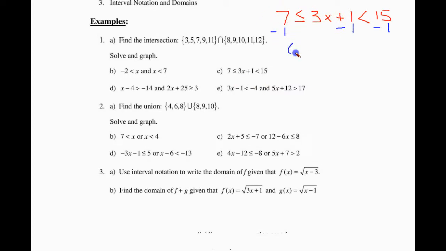So this now becomes 6 is less than or equal to 3x is less than 15. Notice we have different types of inequality symbols here. Now, as we did in the past, when we have 3x and we want to get x by itself, we're going to divide by the numerical coefficient of x, which is 3, but we have to do it to each term. So this then becomes 2 is less than or equal to x is less than 5.